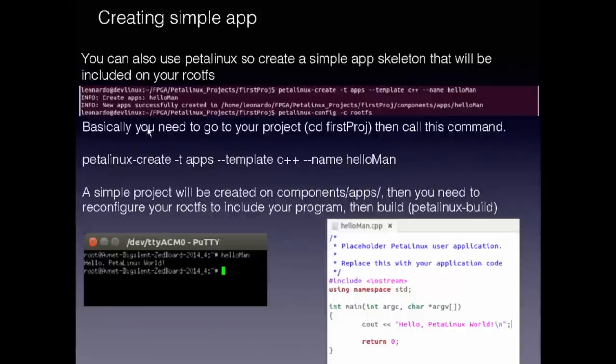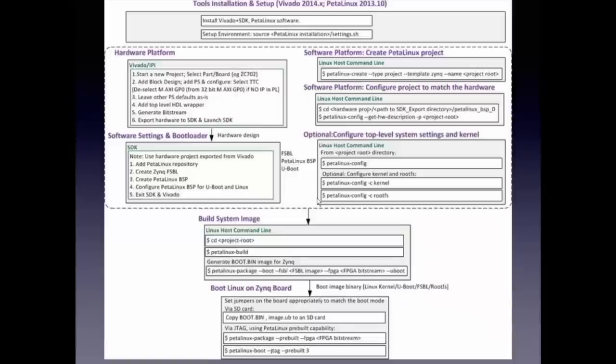Here I'm going to show how to create a simple app, actually just a hello world. You just use petalinux-create -t, now instead of project you call it apps, --template C++, and the name of the project. This is just going to create a compiled C program that is going to be available for you in the rootfs. This is just an image that I copied from the Xilinx website, which is more or less a summary of all the PetaLinux commands.